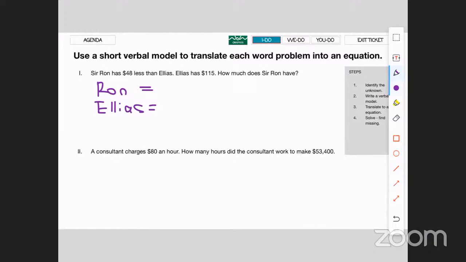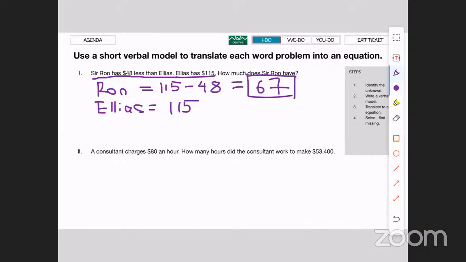So do we know what Elias has? Elias has 115. And the second sentence says Ron has 48 less than Elias. So we need to subtract 48 from Elias's money. That means 115 minus 48. So the meaning of less than is subtracting. How much does Ron have? You just need to do the subtraction to figure out how much Ron will have. So that would become 67. Okay.